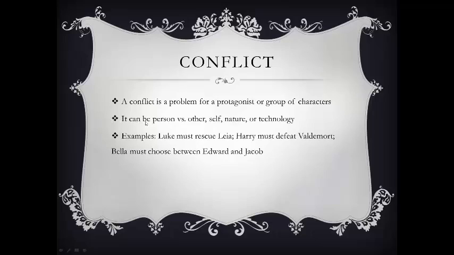It can be one person versus another, a person versus herself or himself, a person versus nature or technology. For example, Luke has to rescue Princess Leia, Harry's just got to defeat Voldemort, and poor Bella has to choose between Edward and Jacob. These conflicts, then, are what drive our stories.